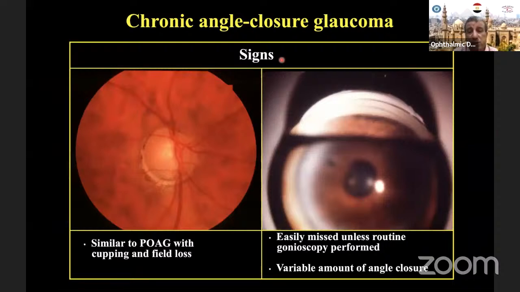If this attack was not so much acute, but intermittent or creeping angle closure, it will pass into what we call chronic angle closure glaucoma, which is similar to primary angle closure glaucoma, with the consequent cupping of the optic nerve head, loss of the neuroretinal rim area, and visual field loss. In such cases, it is easily missed, except if you do gonioscopy. If you do gonioscopy, you will find synechial angle closure to a variable extent.